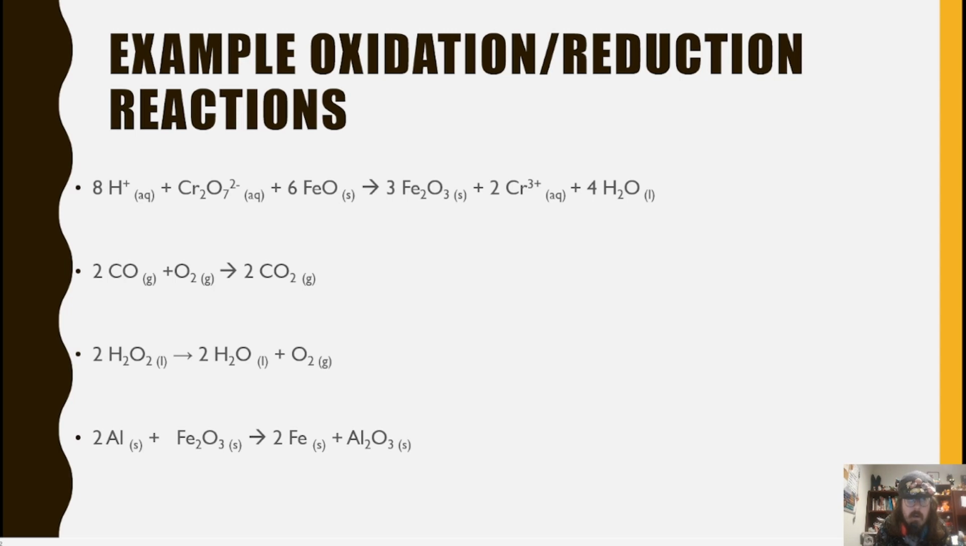Or you could go iron 2+. That's iron(II), FeO. 2+ cancels with 2-. And then we have iron 3 right there. Iron(III), Fe2O3, is iron 3+. So 2+ goes to 3+. Either one would tell you this is an example of an oxidation reduction reaction.